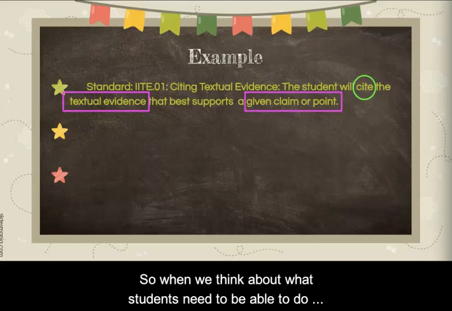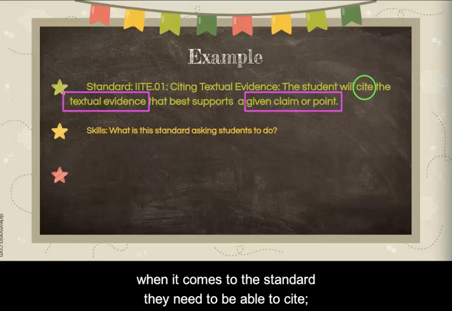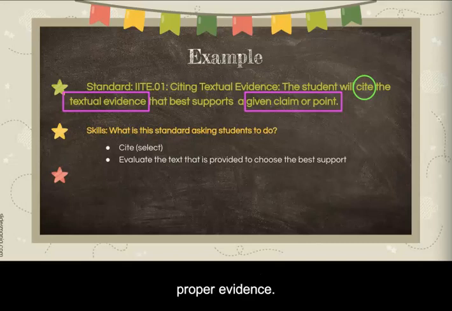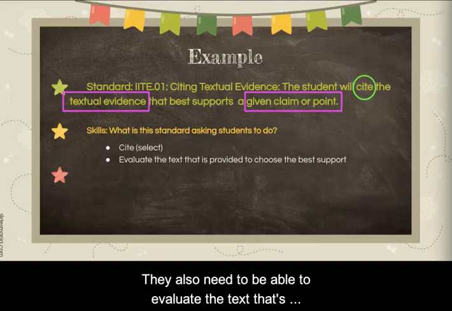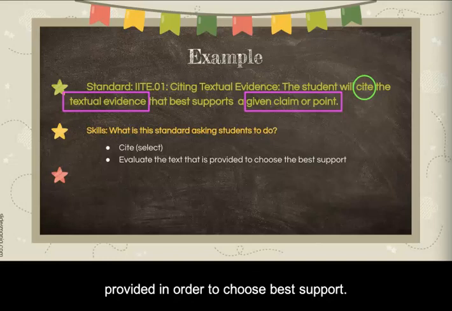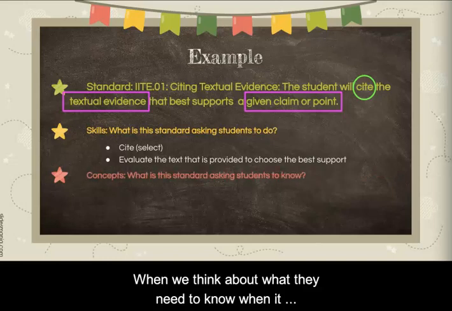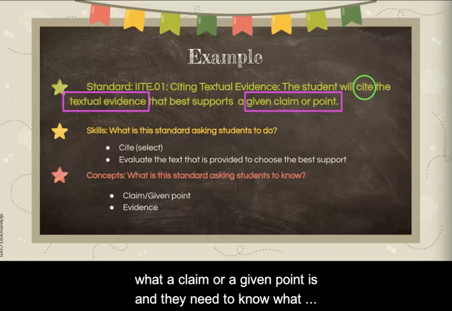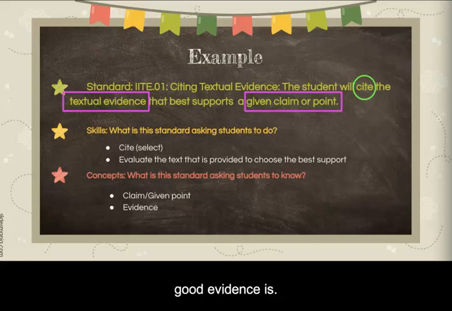So when we think about what students need to be able to do when it comes to the standard, they need to be able to cite. Specifically, since this is SAT, they need to be able to select proper evidence. And to do that, they also need to be able to evaluate the text that's provided in order to choose the best support. When we think about what they need to know when it comes to the standard, well, they need to understand what a claim or a given point is, and they need to know what good evidence is.